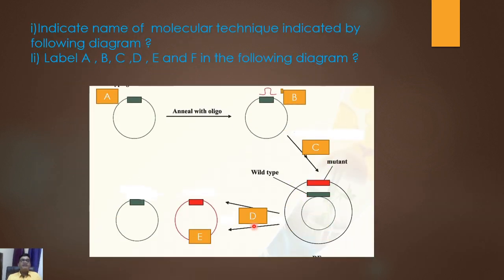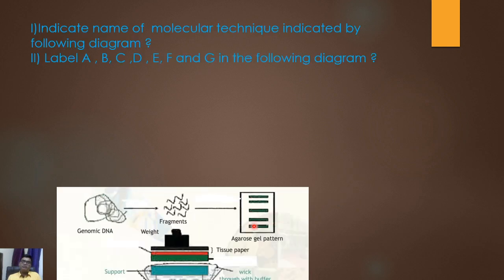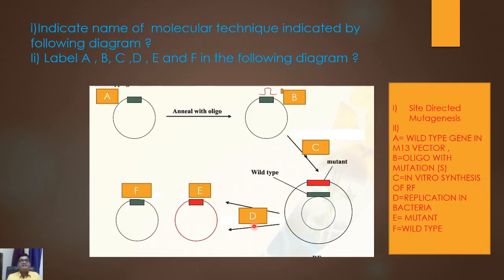Next, do you know what this is? You must recognize this technique, that is site directed mutagenesis, used to improve the quality of a protein through changing one or two nucleotides. So if you see this flowchart, you must remember it is a flowchart for site directed mutagenesis.